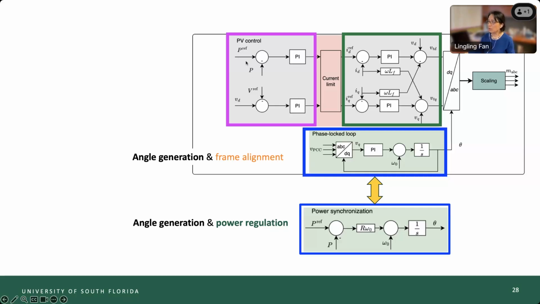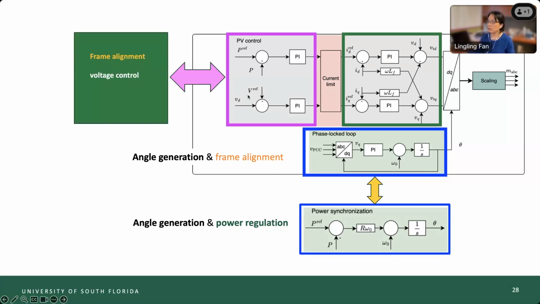So we don't need to do it again in the outer loop, but we have to have the frame alignment done in the outer loop. Therefore, it can be easily seen that frame alignment has to be in the outer loop. And in addition, we have to do voltage control or reactive power control in the outer loop. This function will be there. So that's the change from the outer loop.